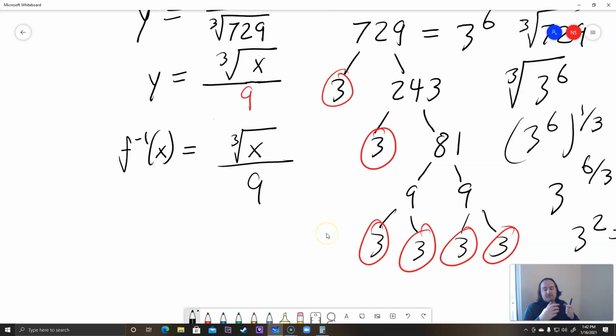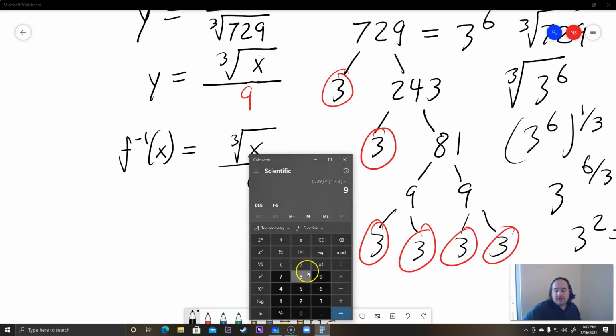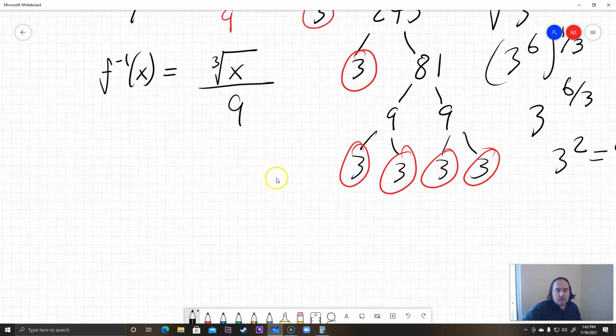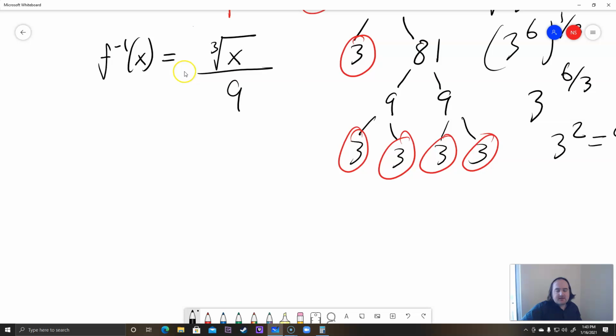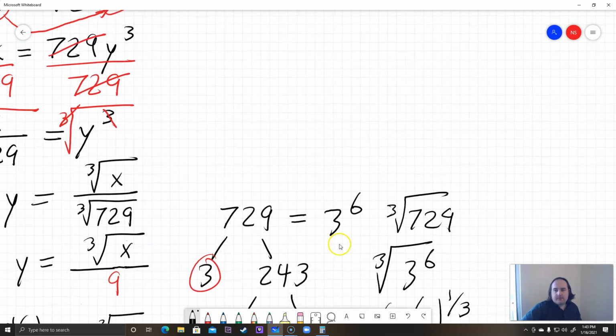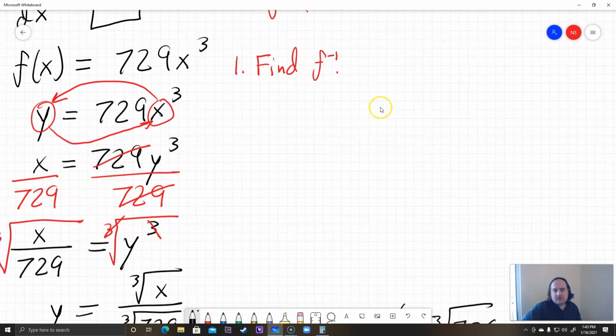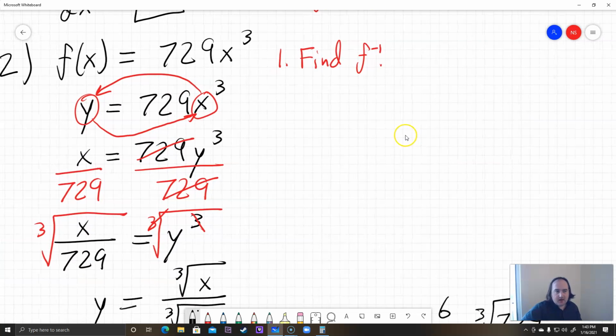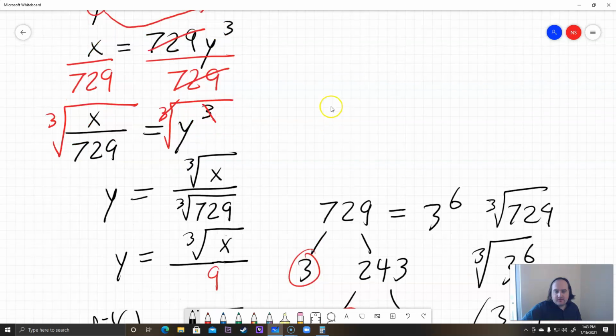And if you have a physical calculator, that might be more reliable than some online calculator or the one that comes with your computer. But it's nice to know that even the one on your computer can work. It's just a little bit finicky. Okay, so what we got here is f inverse of x is cube root of x over 9. Now, that was our first step. That took longer than it should, but that was because I was playing around with the calculator. So we found our f inverse.